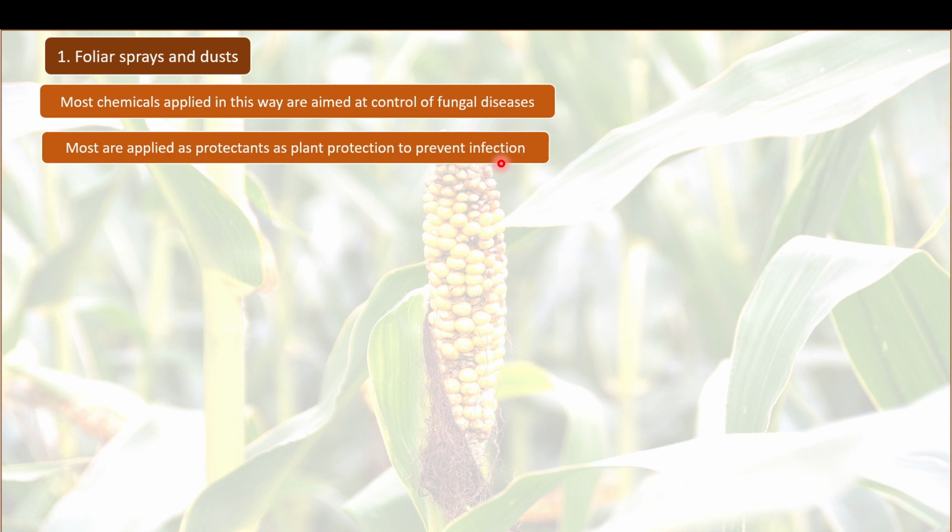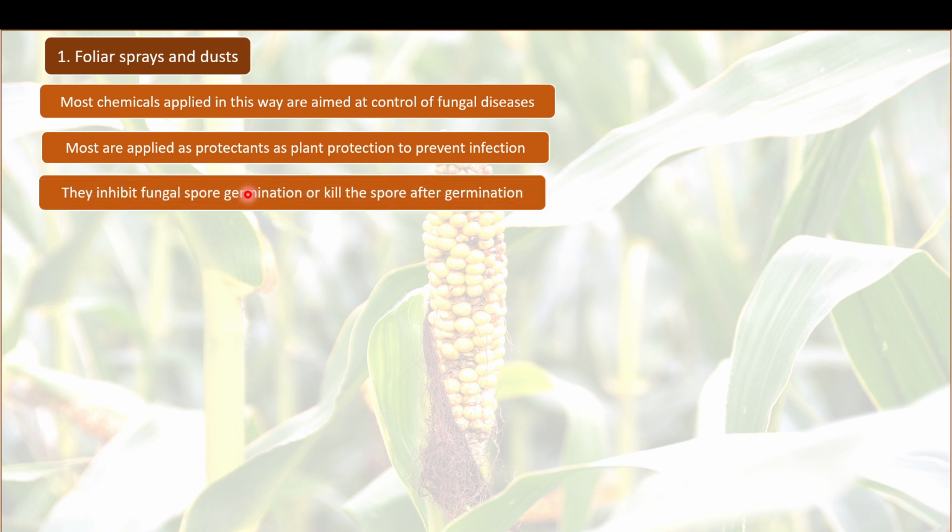Now you remember I had explained that protectants and eradicants are there. Protectants are the ones that are used before the infection has happened. So beforehand only these protectants are sprayed so that your plant remains healthy. They inhibit fungal spore formation or kill the spore after germination. Either they don't allow the spore to germinate, or if the spore germinates, it will kill the spore.